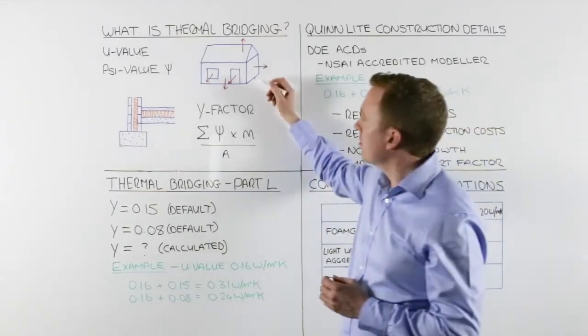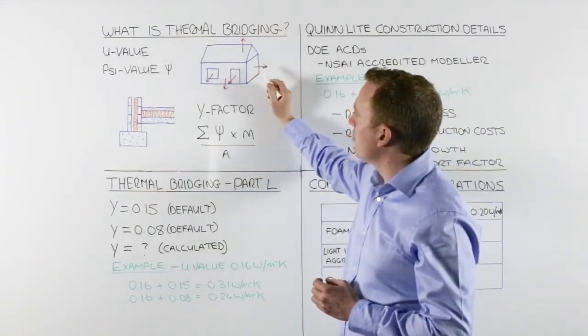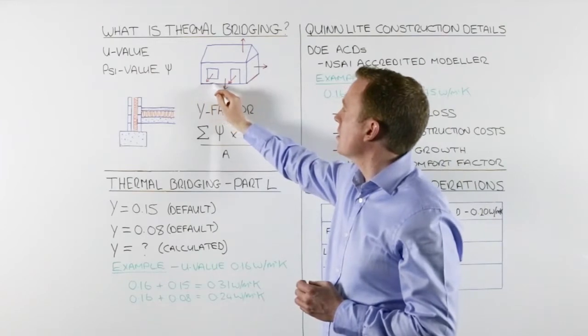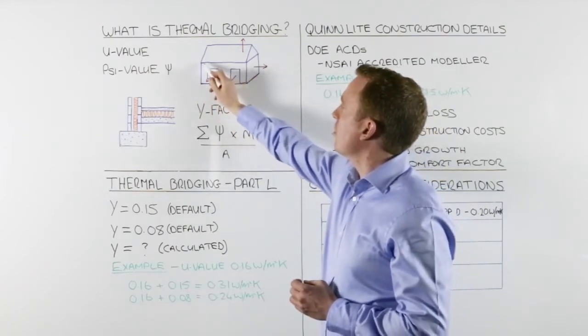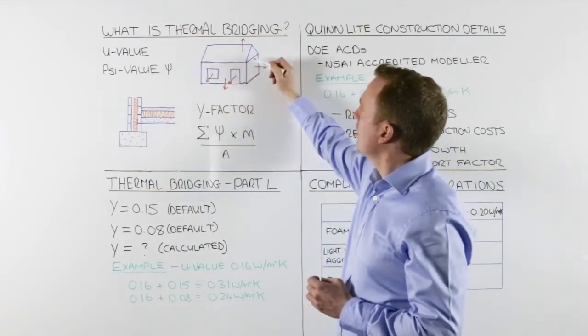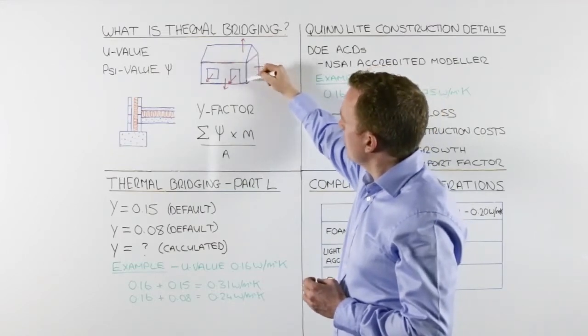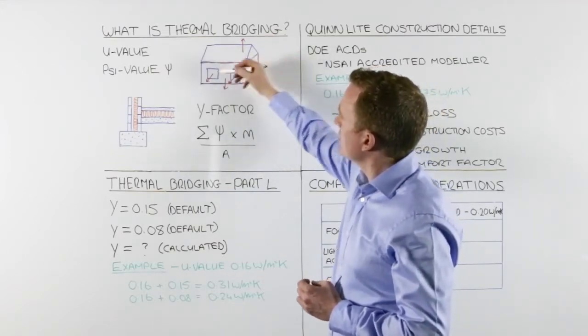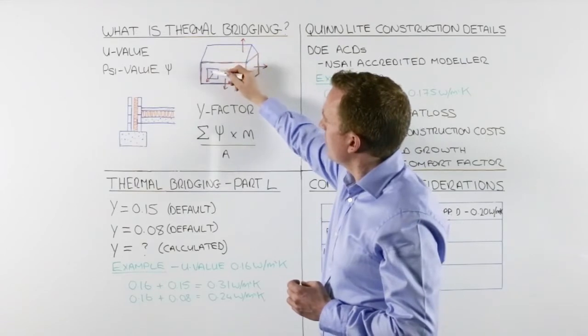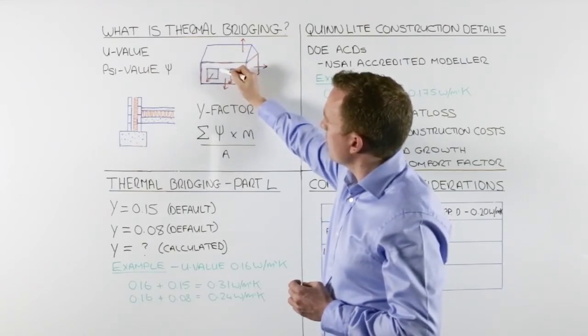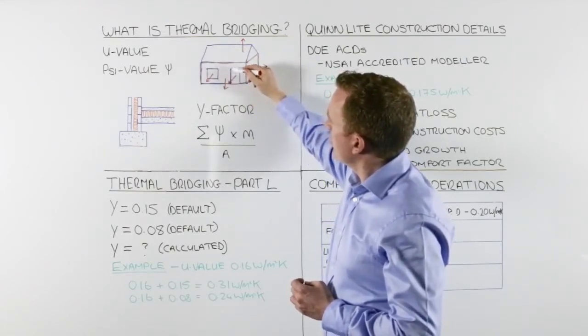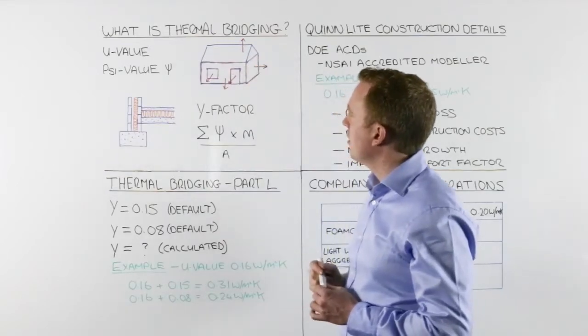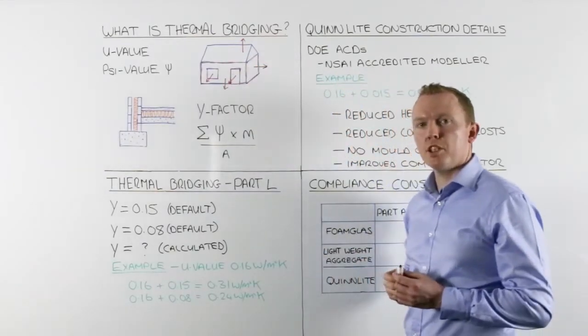For example, our floor-to-wall junctions, our wall-to-roof junctions, our corner junctions, and around our windows and doors. And this is what's known as thermal bridging.